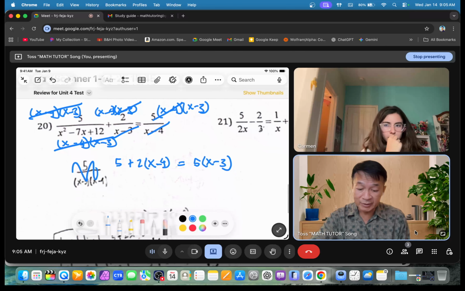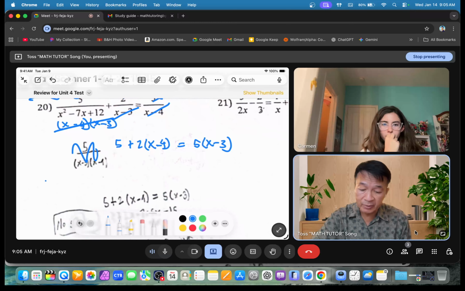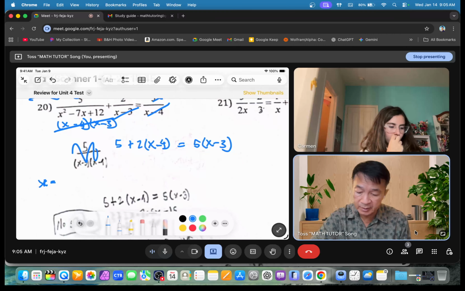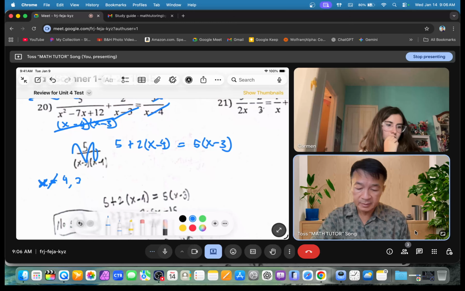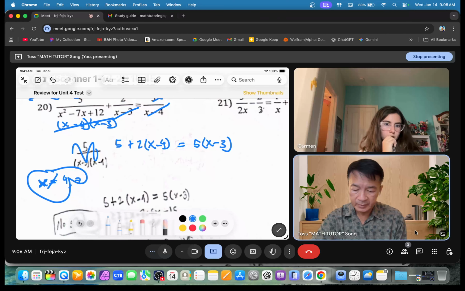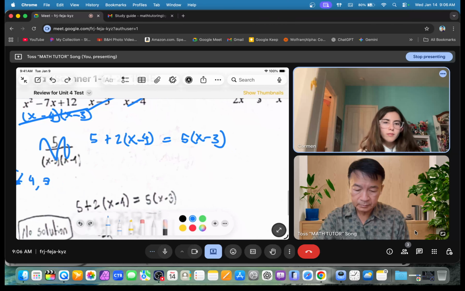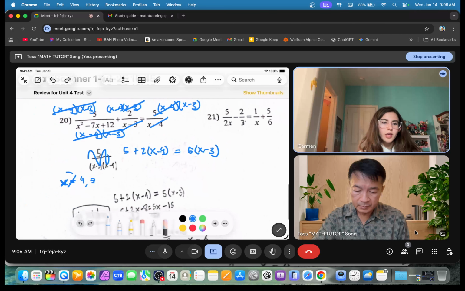But then you still have to state the restriction. You can do it now or after you finish, but I would recommend you do it before you finish the equation, like after you factor this right here. So restriction, here we go. X not equal to 4, 3. Write it somewhere in the problem. Kind of bubble it even. So the reason it's no solution is because the answer was 4, and the restriction says it can't be 4.